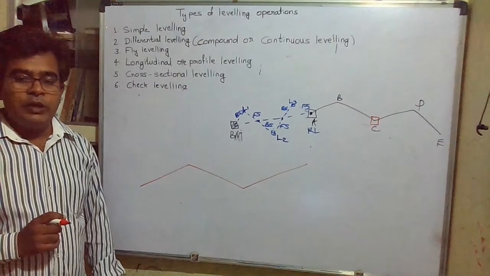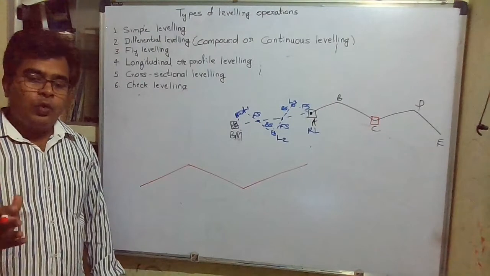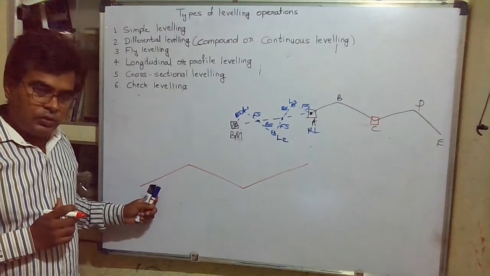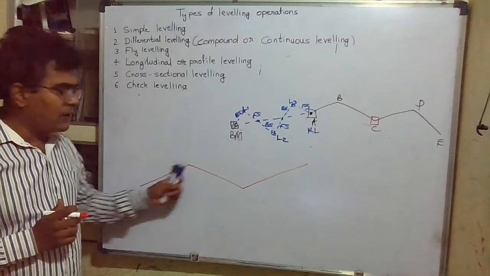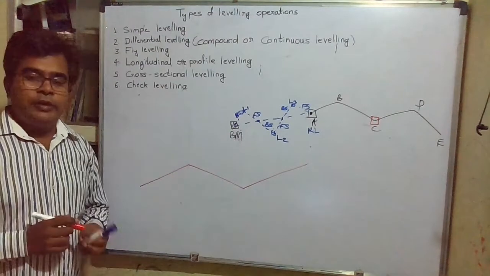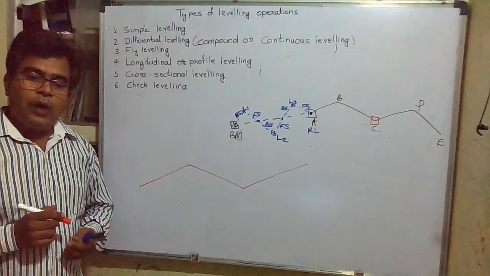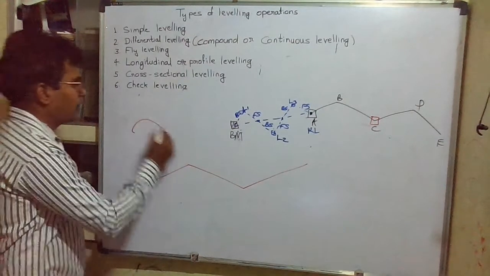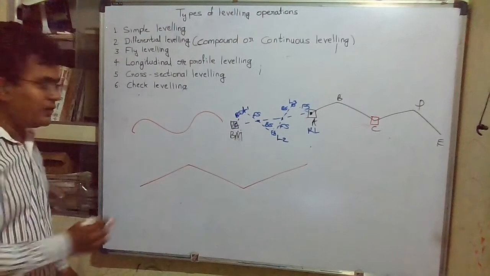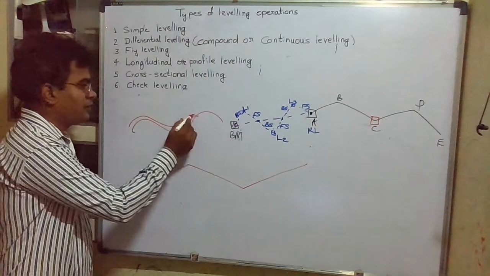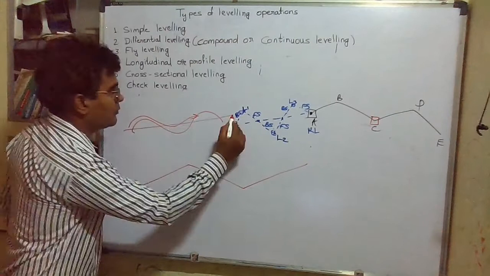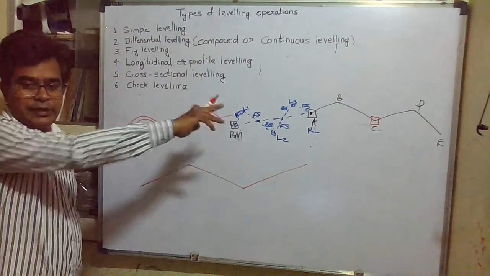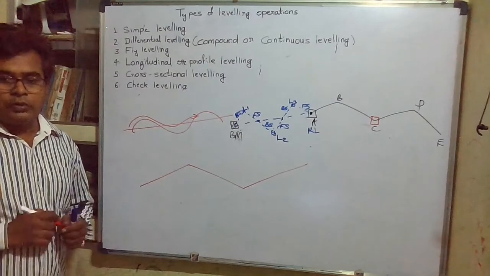Then we need to know the nature of this ground. Whatever alignment we have suggested for the road, we need to know the nature of the ground along this alignment. If the nature of the ground is like this, then we won't construct the road like this. Okay, we select some alignment, some level, and we'll follow that RL throughout the road.